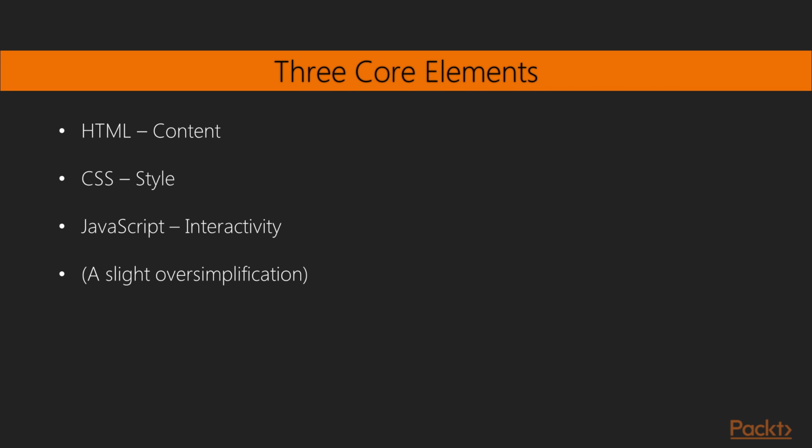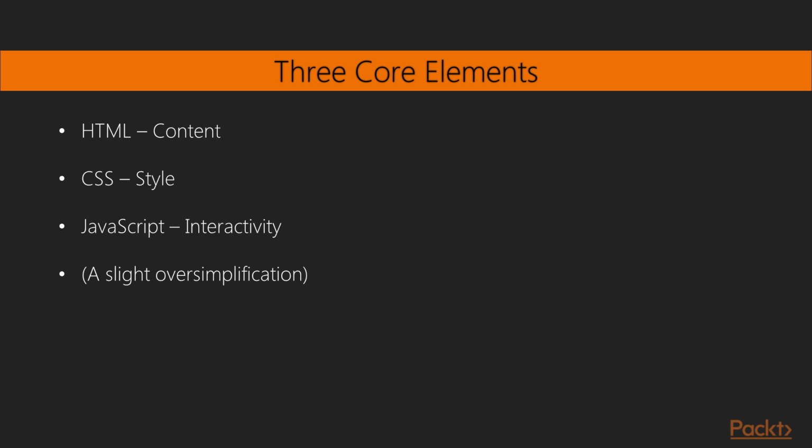A web page is made up of three core elements: HTML, CSS, and JavaScript. HTML is mostly in charge of the content and the structure of the website, like all the text and the images and the different parts of a page.